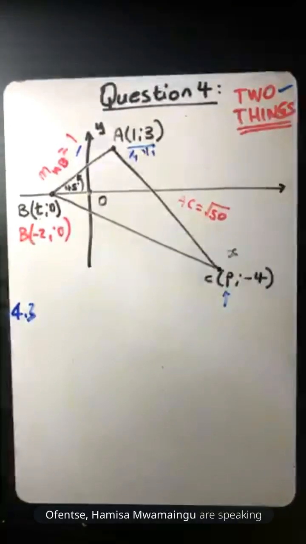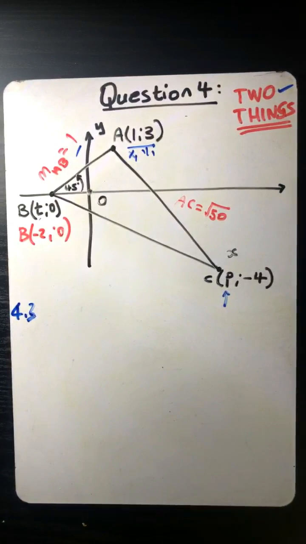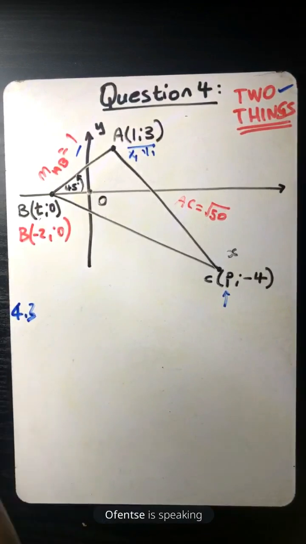Sir, what is the square root of 50? Is it like gradient? Because if it is the gradient, you can just use the gradient formula and just solve P. Hamisa was asking, what is AC? If it is the gradient, we can use the gradient formula. Anyone who would also like to give it a try? Thanks very much, honorable member, for that input. Another one. Yes. Sir, AC is the distance of line AC. You can use the distance formula.